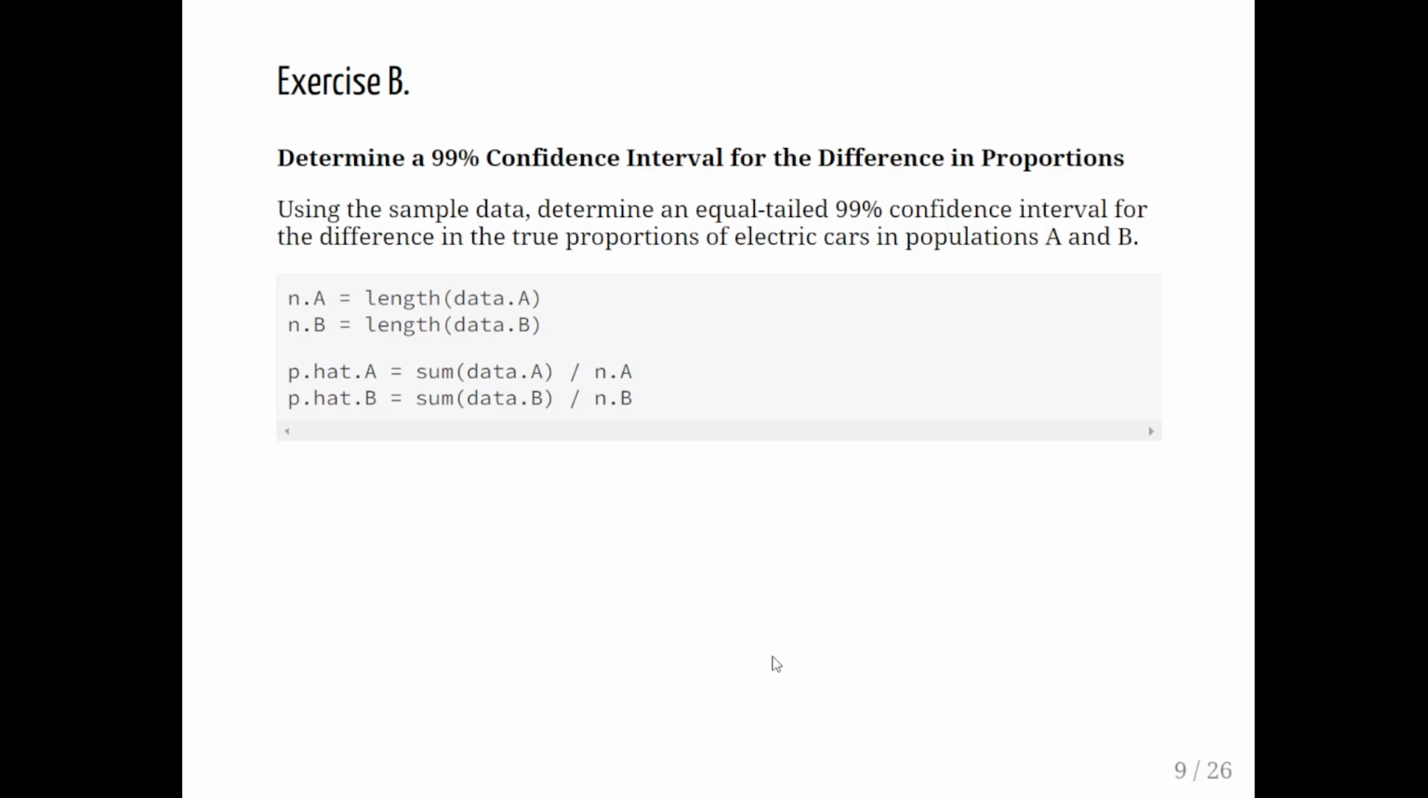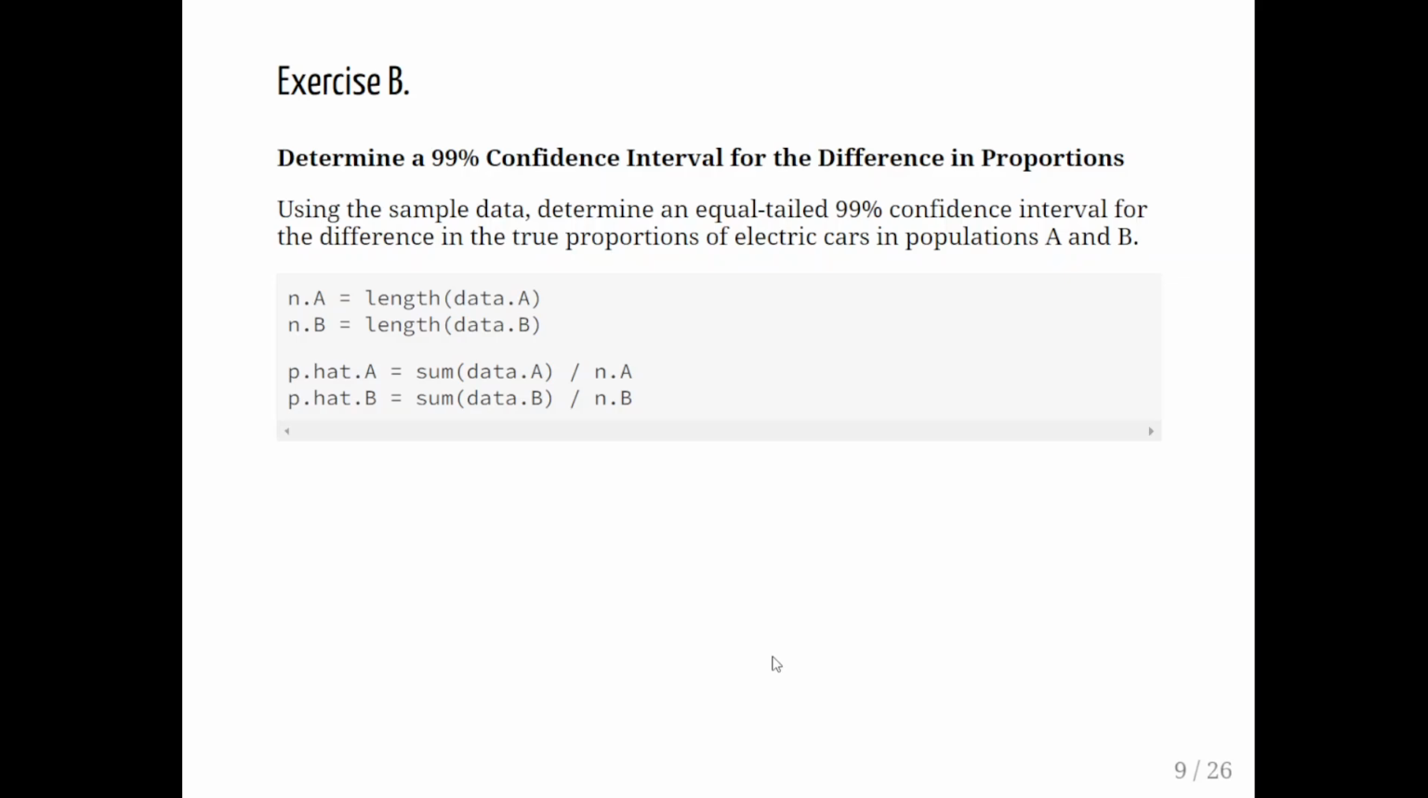And what we're going to do there is estimate the proportions of both. So p hat for A is the sum of data.A divided by the length of data.A, NA, and p hat for B is the sum of data.B divided by the length of data.B, NB.